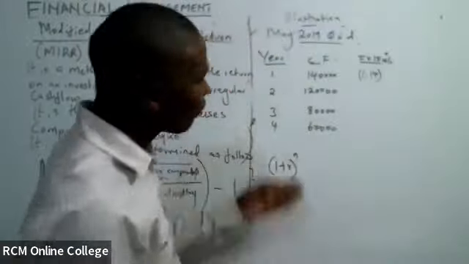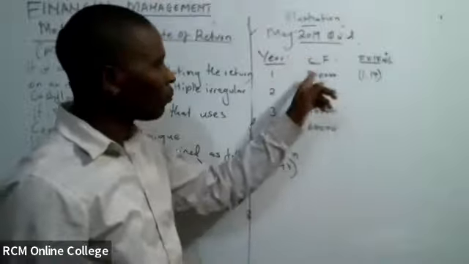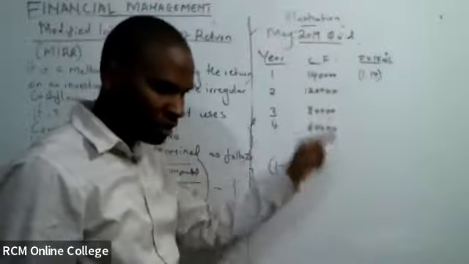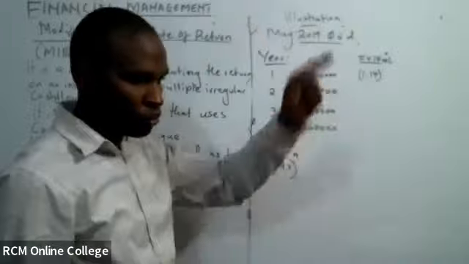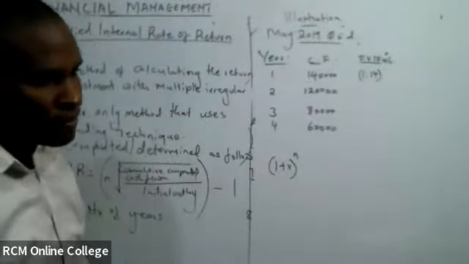By the way, my 140 will be compounded for how many years before we get to the 4th year?